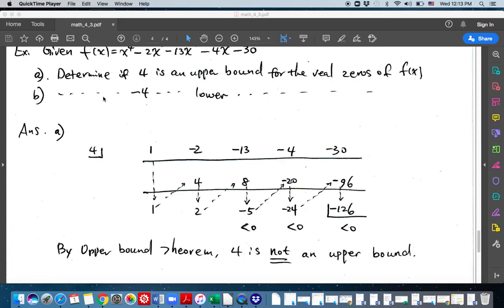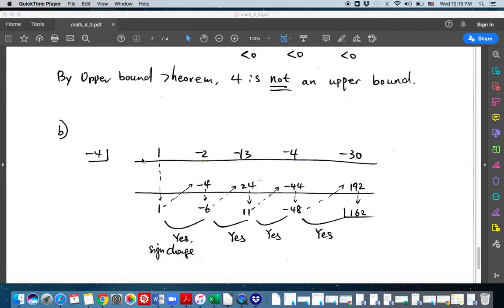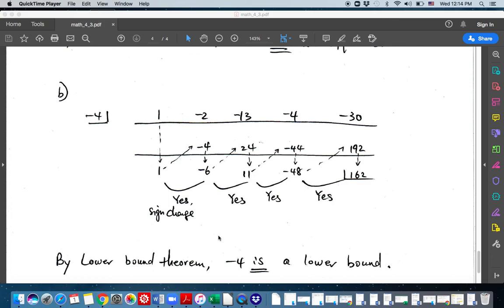The next part asks us to determine whether negative 4 is a lower bound. Again, we can do this through synthetic division. We start the synthetic division process for negative 4. This is the number we get from synthetic division. If the signs of the numbers we get in the last row are alternating, then negative 4 is going to be a lower bound for all zeros.